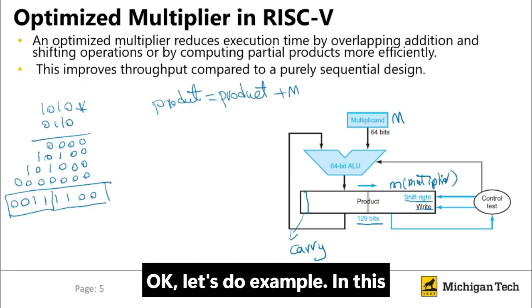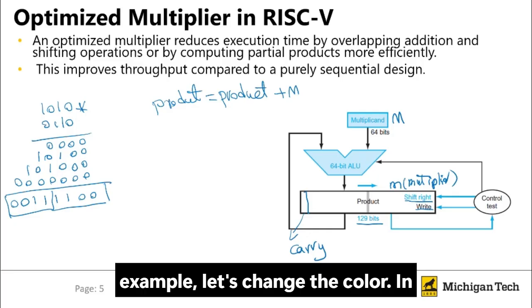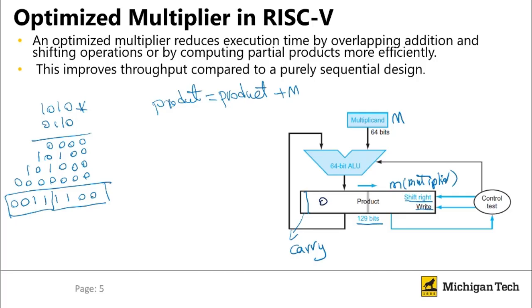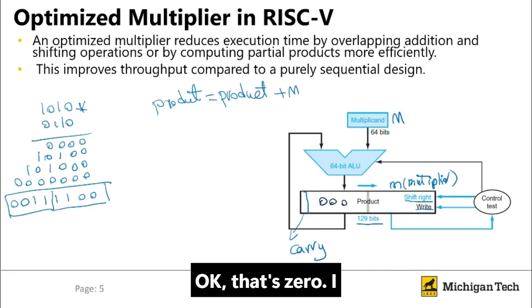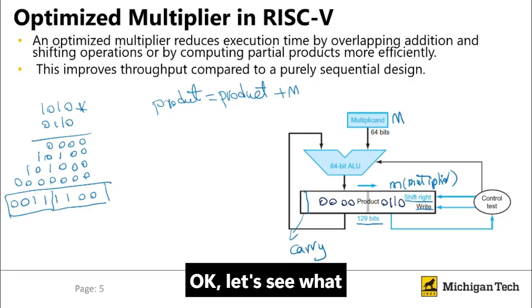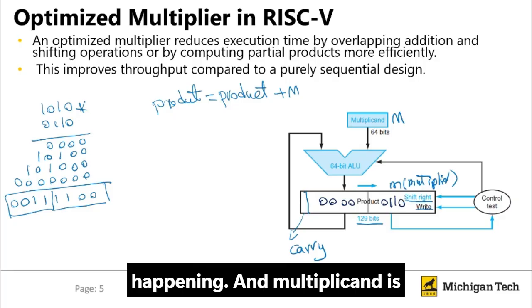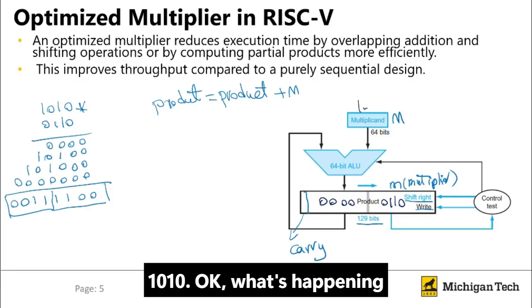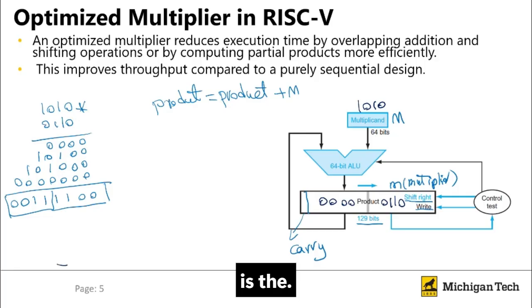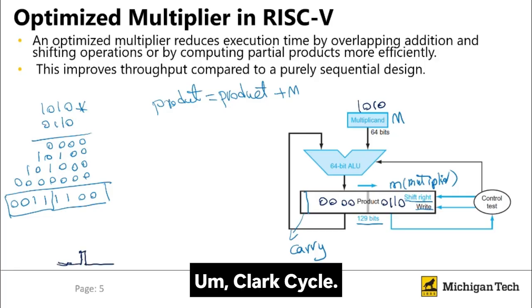Okay, let's do an example. In this example, the product was 0 at the beginning. Okay, that's 0. I just consider 4 bits. And the multiplier was 0, 1, 1, 0, and the multiplicand is 1010. Okay, what's happening here? There is a controller, and this is the clock cycle.